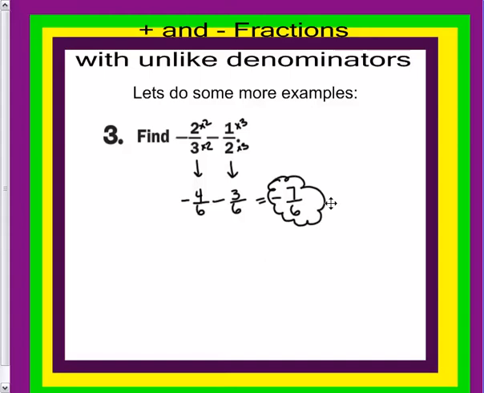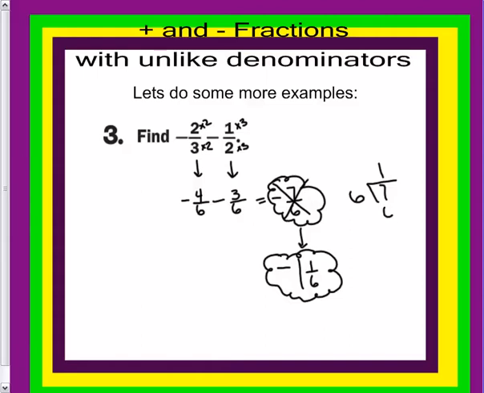Oh wait, that's improper. We can't have an improper fraction. So instead we have 1 and 1/6. How did I get that? I took 7 divided by 6, and it goes in one time, and bring down my 0. 6 goes into 10 one time. That would be 4. And 6 goes into 40. How many times? 6 times, which would be 36. And it's going to repeat that 6 over and over again.